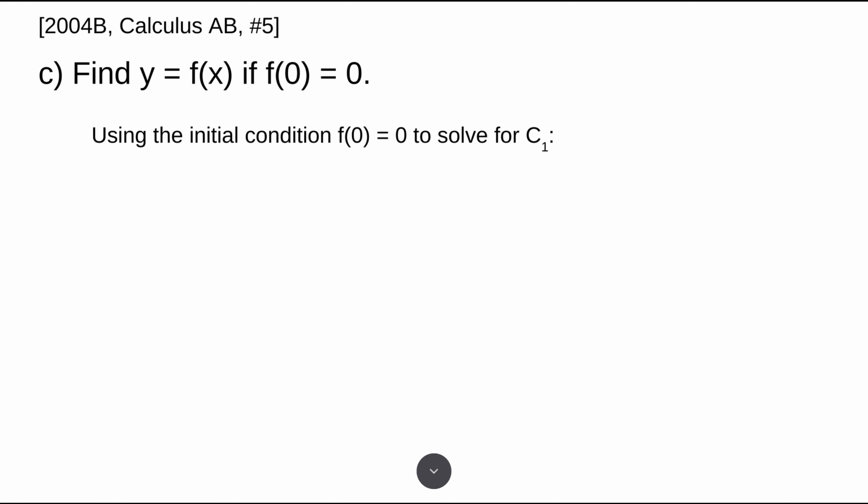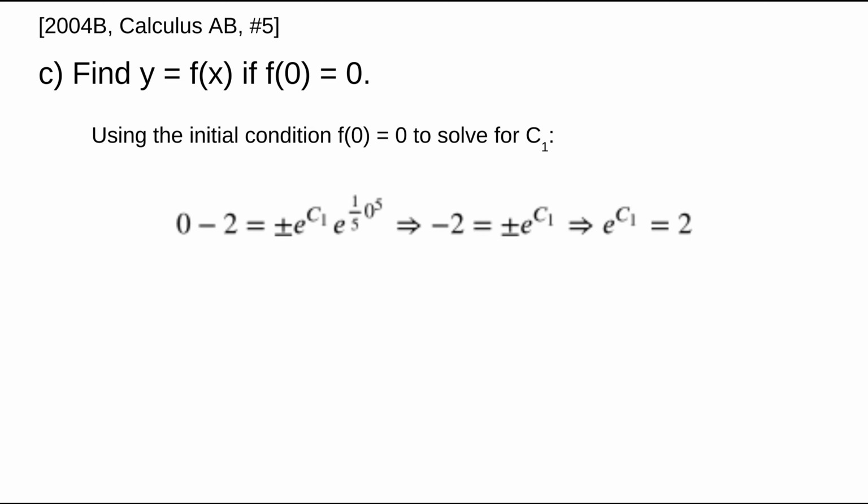Now, using the initial condition, plug in 0 for x and for y. Now I have negative 2 equals plus or minus e to a constant times e to the 0. E to the 0 is just 1. Now I have to be really careful about how I pick this.